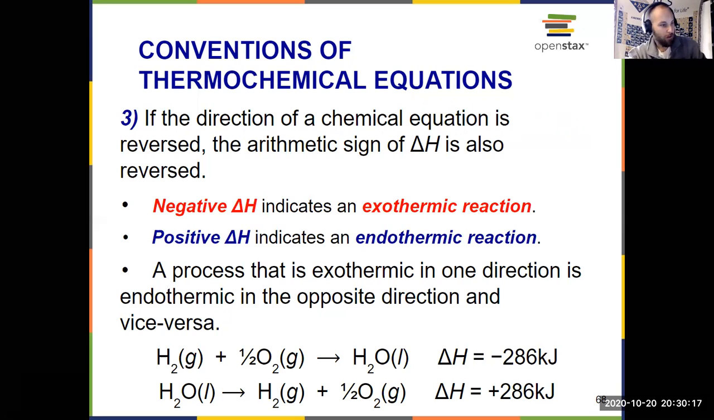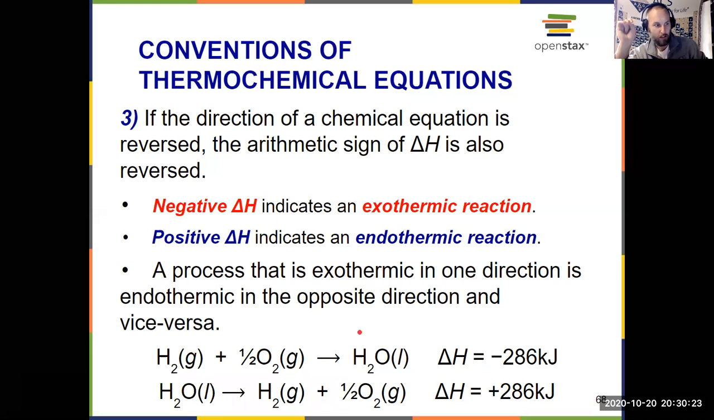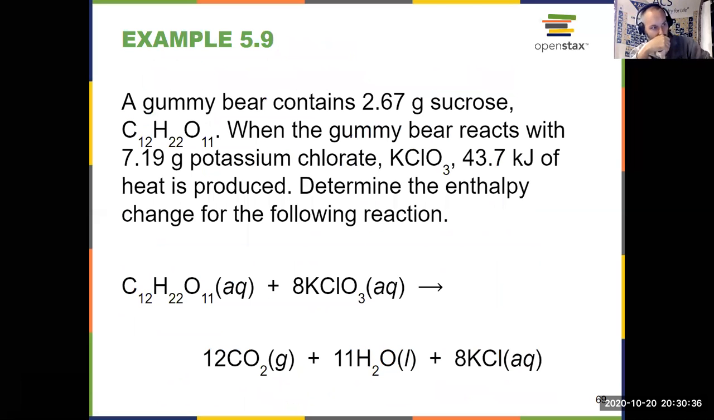So notice if I flip that reaction around, it's exothermic on the top, but I flip the reactants to products, products to reactants, and the bottom reaction, delta H, is positive 286, endothermic. It has the same exact value, 286, just a different sign. Which brings us to an example to tie together some ideas from chapter 5.